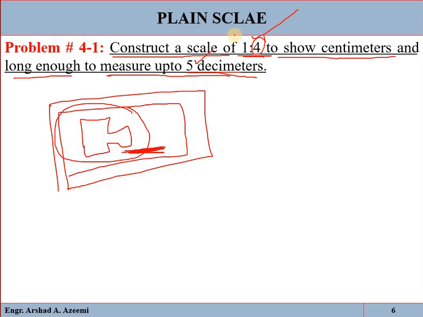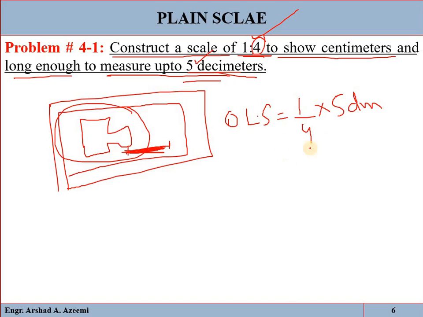Okay, so first of all, you have to find out how much line will be drawn. Mean the length of the scale. So length of the scale is equal to the representative fraction multiplied by the maximum length which you want to measure. So that is given, which is 5 decimeter.